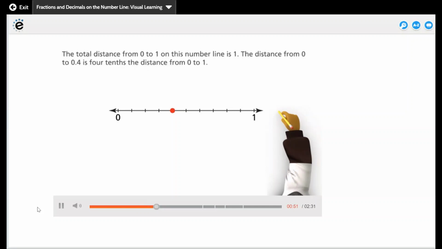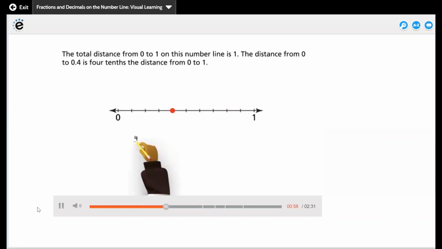The total distance from 0 to 1 on this number line is 1. The distance from 0 to 4/10 is 4/10 the distance from 0 to 1.